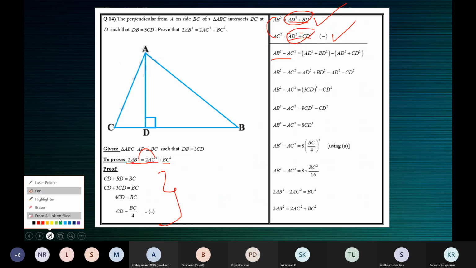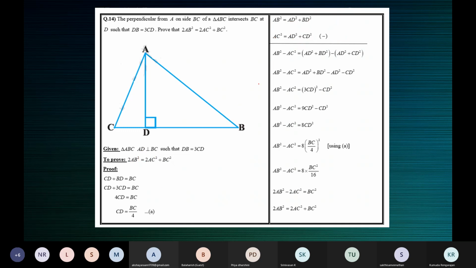I think it's okay till here. That's how we get this step. And after that, remove the bracket. So we have AD square plus BD square minus AD square minus CD square. These two get cancelled. So we are left with BD square and CD square, children.